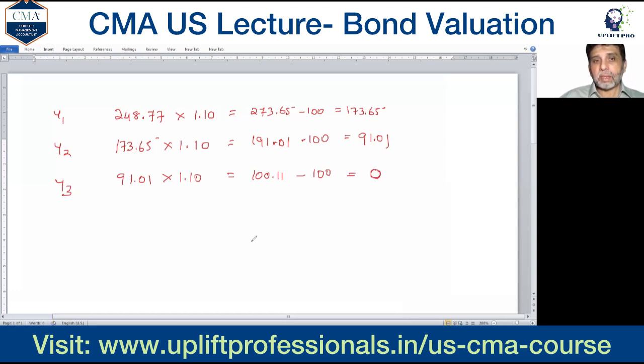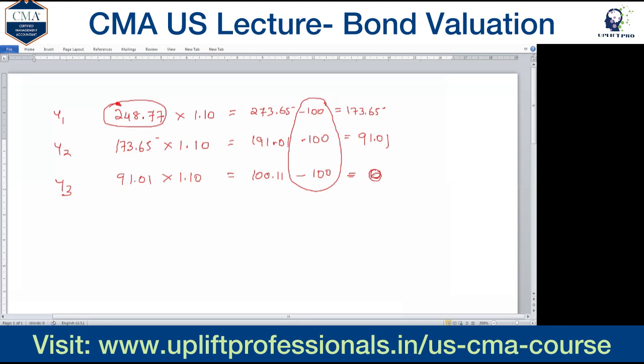You understood? So this is proving that if you put 248.77 in the bank today, you can take out 100 each every year, and then after that, it will become 0. Okay. You understood the concept of present value of annuity? Yeah, clear, sir. Clear, no?